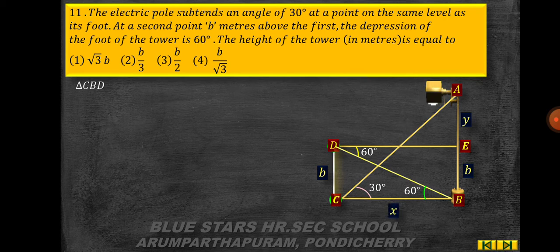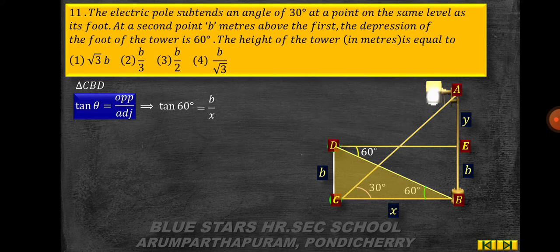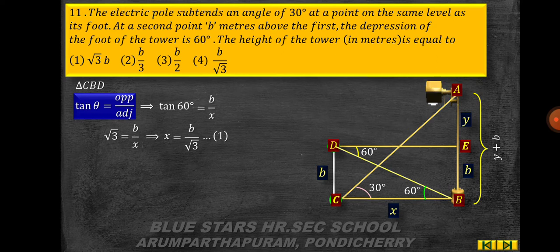So triangle CBD. We are taking the triangle. Tan theta is equal to opposite by adjacent. So here tan 60 degree, the opposite side is B divided by the adjacent is X. So tan 60 value we know, root 3, is equal to B by X, which implies X is equal to B divided by root 3. This is your equation number 1.